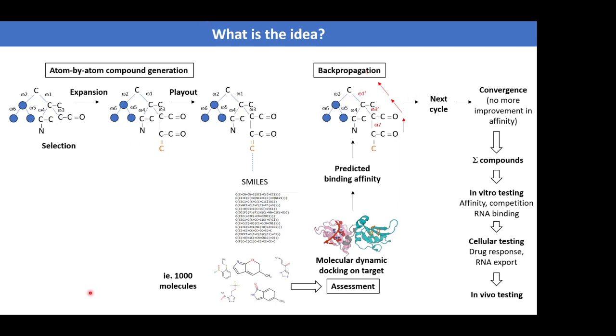So you carry on with this process over and over and over again until you cannot improve the affinity of the compound anymore. So you reach a plateau and you decide this is as good a molecule as I can get. You then synthesize a few compounds. The idea is 5 compounds maximum, then go through in vitro testing, cellular testing, and in vivo testing.